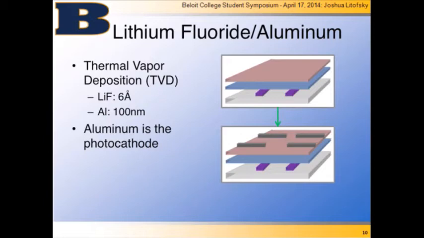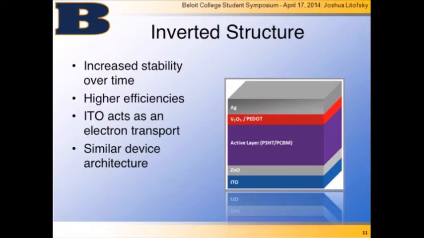So those were the conventional cells. That's how we started, using ITO as a hole transport. However, recent research has focused on an inverted structure, using ITO, indium tin oxide, as part of the electron transport rather than the hole transport. So you switch the polarity of the cell.